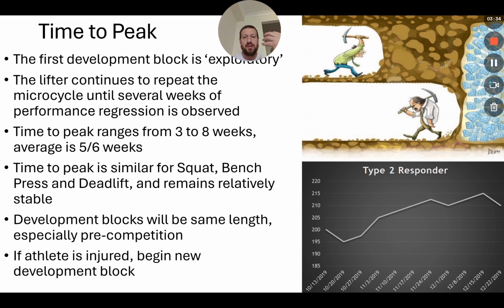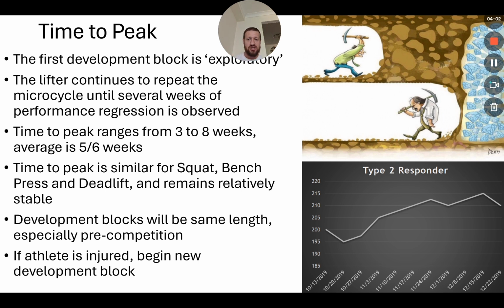So the first time we do a development block, we want to find the time to peak. So the time to peak is the amount of time that the athlete takes to reach peak performance, and before they become over adapted to the training stimulus or over fatigued. So we're going to continue to repeat the process even if performance has decreased for a week or two. And the reason being is that some athletes are going to decline in performance, but then they're going to see a predictable upshoot. So we want to make sure that we're not missing that.